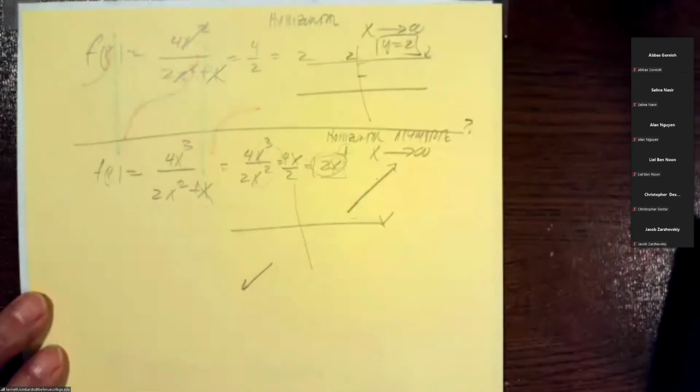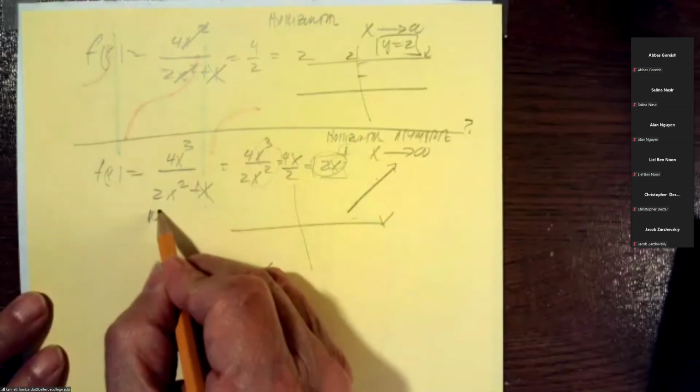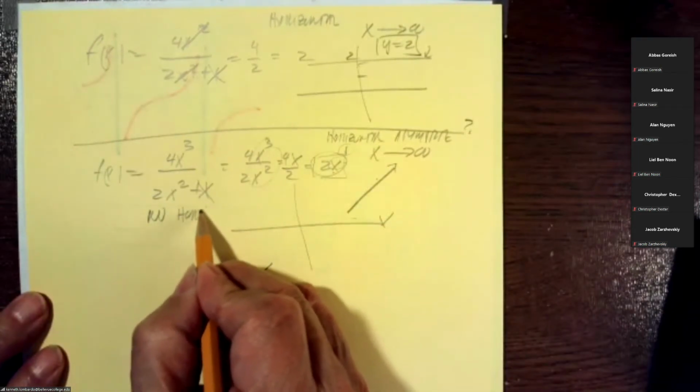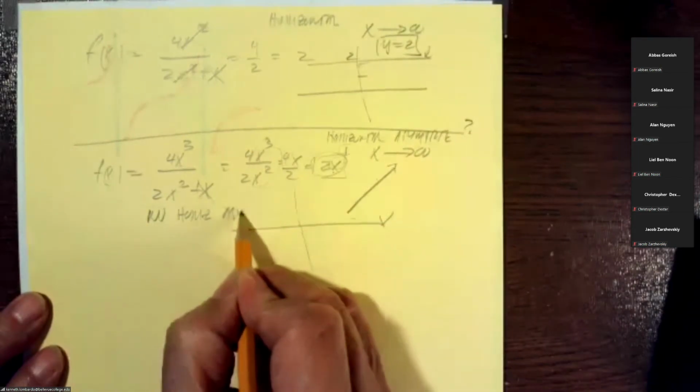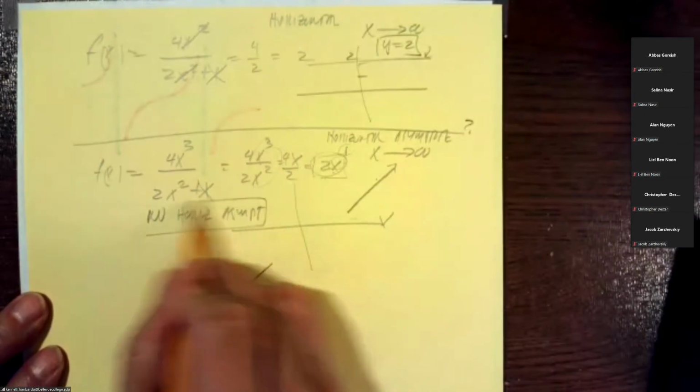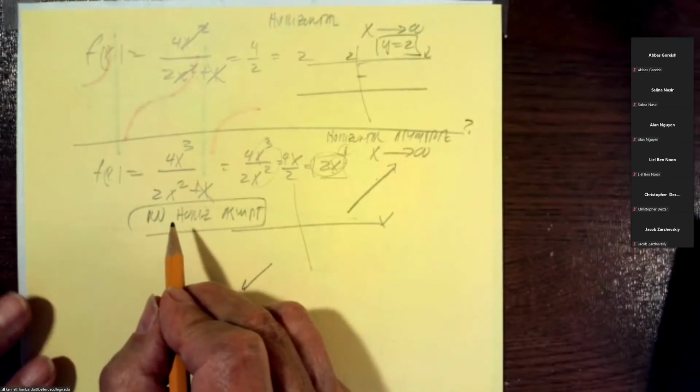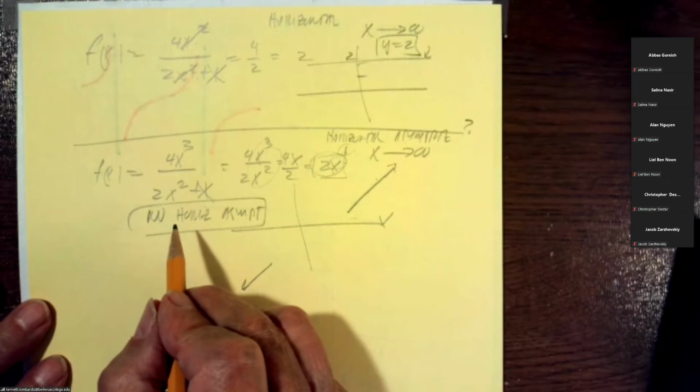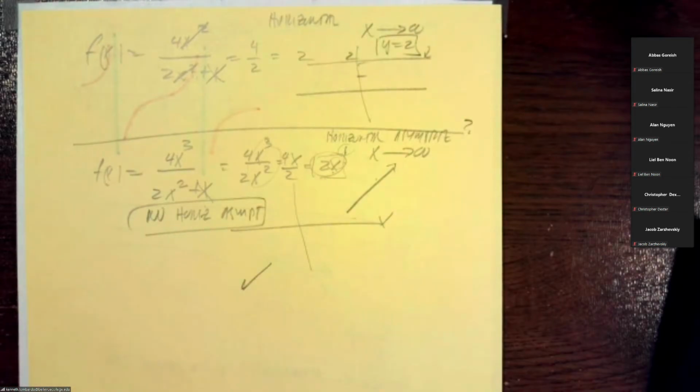But the question was, is there a horizontal asymptote? It didn't ask you to graph it. It just said, where's the horizontal asymptote? And we say there is no horizontal asymptote. Okay. Makes sense on how we reasoned that out, how we got to that? Questions on how we got to that? Okay.